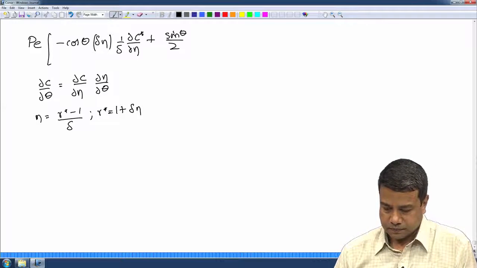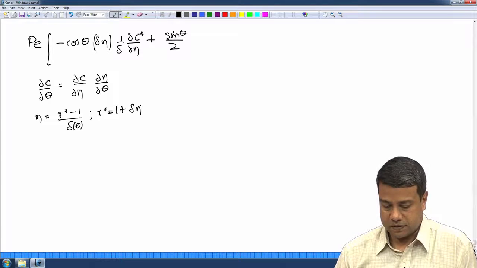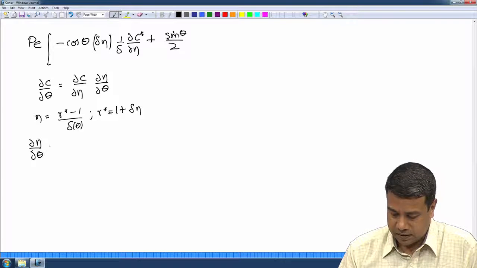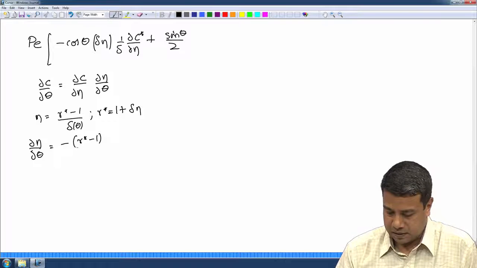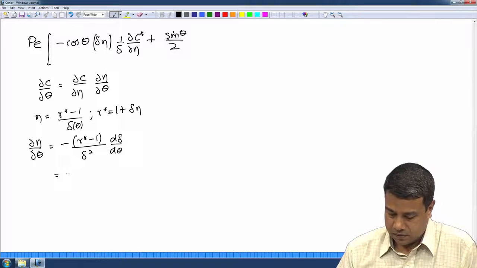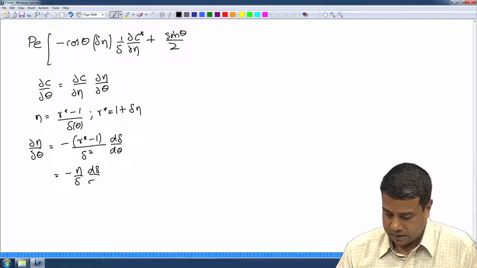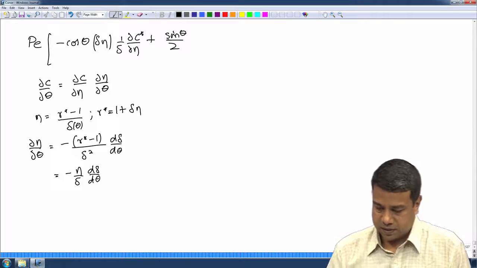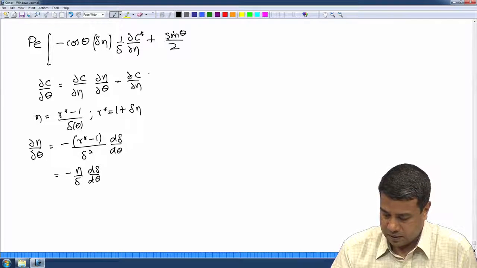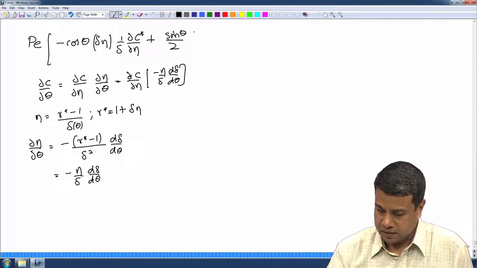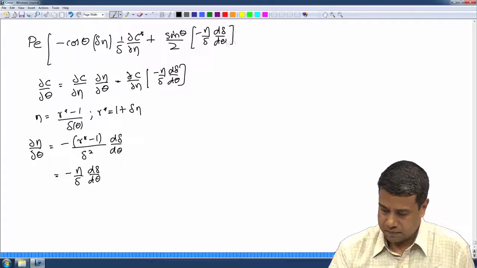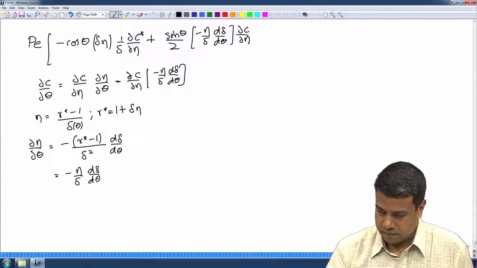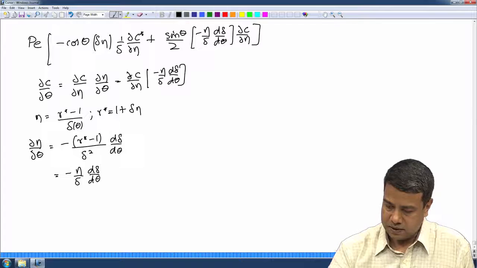And this boundary layer thickness delta is a function of theta. So, partial eta by partial theta is equal to minus of r minus 1 by delta square d delta by d theta. It is equal to minus eta by delta d delta by d theta. So, therefore, this will be equal to partial c by partial eta into, so here I get, so that is the convective term.